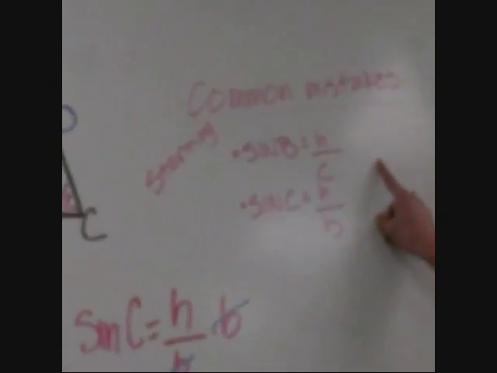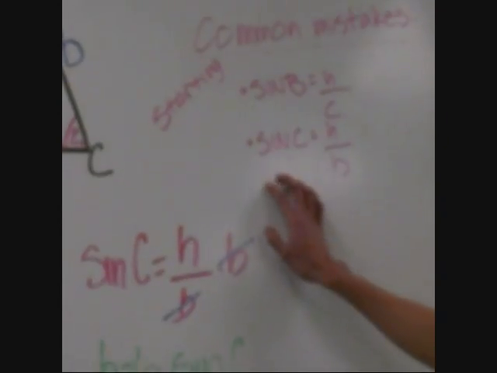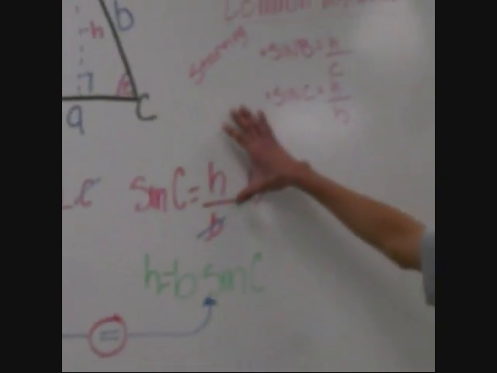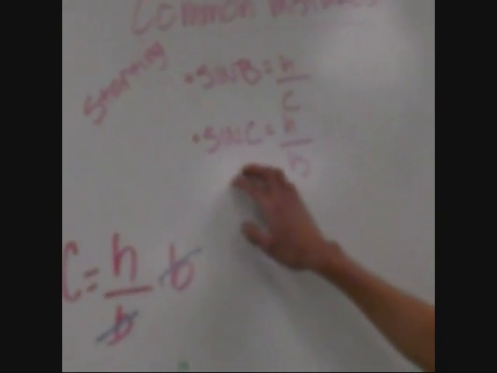The common mistake when people want to derive the law of sines is just starting off the problem. So it's sine of B equals H over C, and sine of C equals H over B. It's right here.